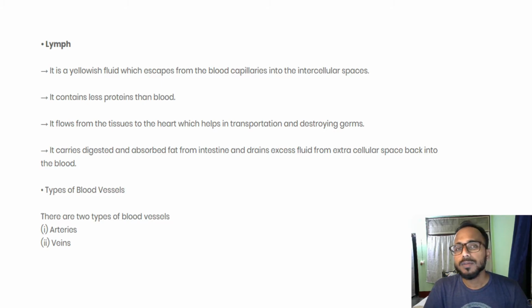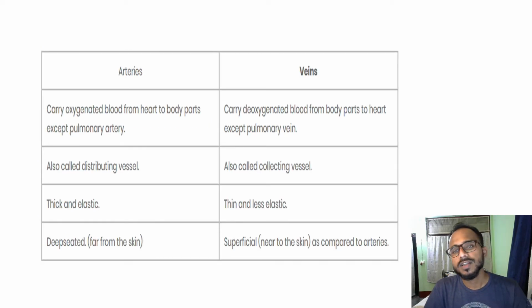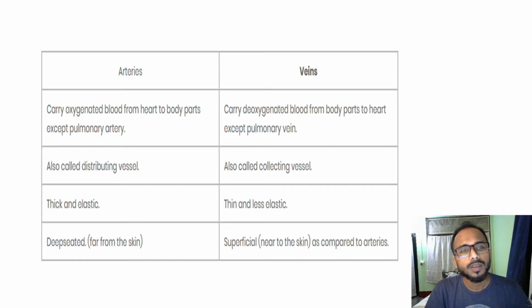Now, two types of blood vessels, as I said, that is the pipeline system. One is arteries and second is veins. So what is the difference between arteries and veins? Arteries carry the oxygenated blood, that is the pure blood, from your heart to different parts of the body. Veins carry the impure blood, that is deoxygenated blood, from different parts of the body to the heart. Arteries go from the heart to the different parts of the body.